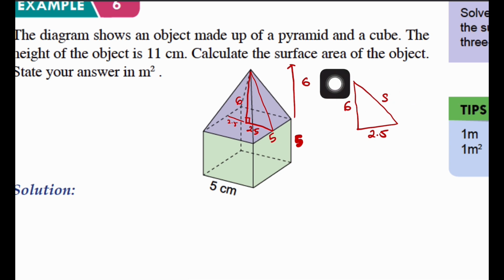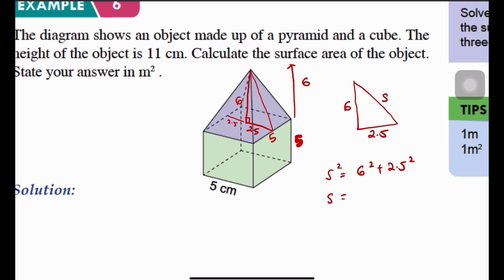S square is equal to 6 square plus 2.5 square. So S is equal to the square root of 6 square plus 2.5 square. You can press your calculator and your answer is 6.5 centimeter. So we know that the slant is 6.5.